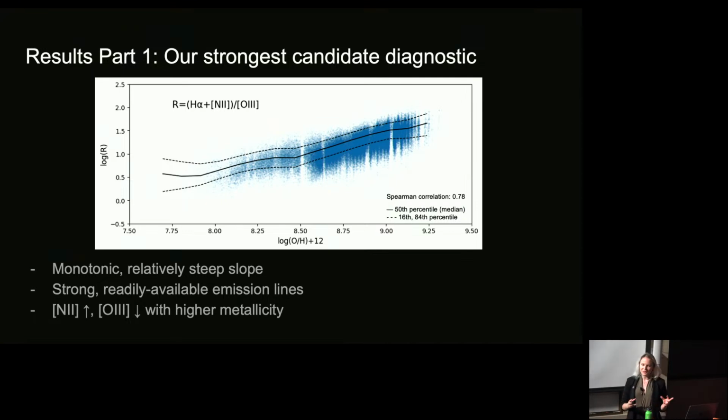Our results physically make sense as well. N2 and O3 are both known to be dependent upon metallicity, but in opposite directions. So with higher metallicities, N2 becomes brighter while O3 becomes weaker, and that agrees with our findings.